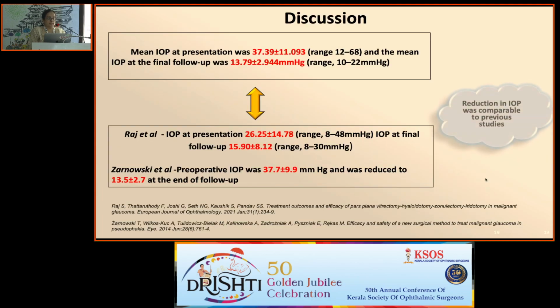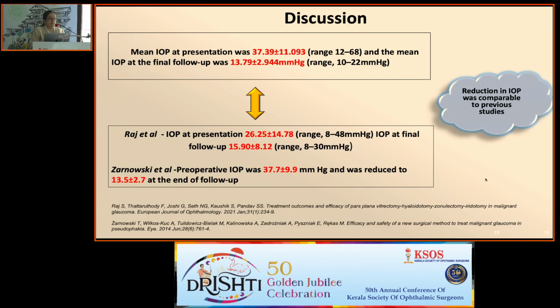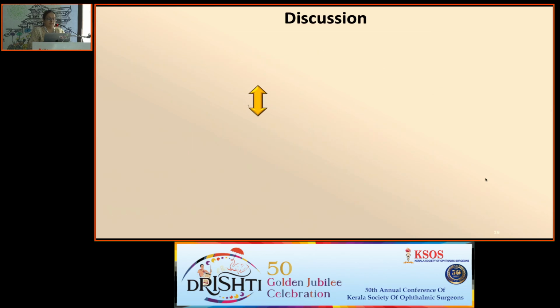compared to other surgeries. Mean IOP at presentation was 37.9 and mean IOP at follow-up was 13.79. Raj et al. in their study, IOP at presentation was 26.25 and final follow-up was 15.9. Zarnowski et al. Pre-op IOP was 37.7. It was reduced to 13.5. So reduction in IOP in this study was comparable to previous studies.